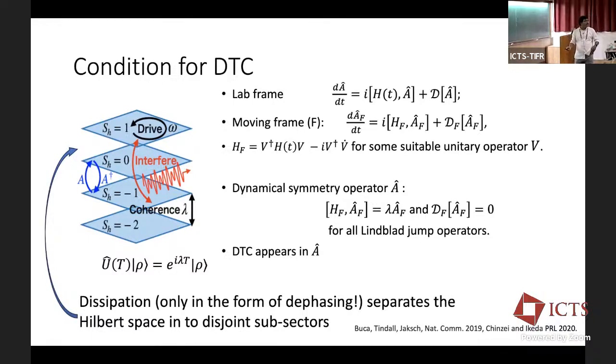This is a brainchild of Borislav, who is sitting there. It says that there is an operator, called the dynamical symmetry operator, which satisfies an eigenoperator condition with the Hamiltonian, and the dissipator part is 0 for this particular operator. In that case, I will have a discrete time crystal seen in the dynamical symmetry operator. What is actually happening is that the dissipator is separating the full Hilbert space into disjoint subsectors. Each subsector will oscillate with the frequency omega, and this dynamical symmetry operator will act as a dark Hamiltonian, which will induce some coherence between two different subsectors, and that coherence has a value of lambda, which will be seen as a response. So the role of the dissipator is to have this kind of separation.